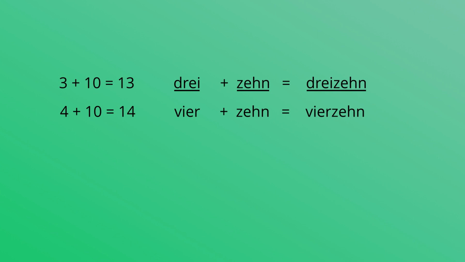We'll try to write one more number. 4 plus 10 is 14. 4 is vier, 10 is zehn. Vier plus zehn, vierzehn.